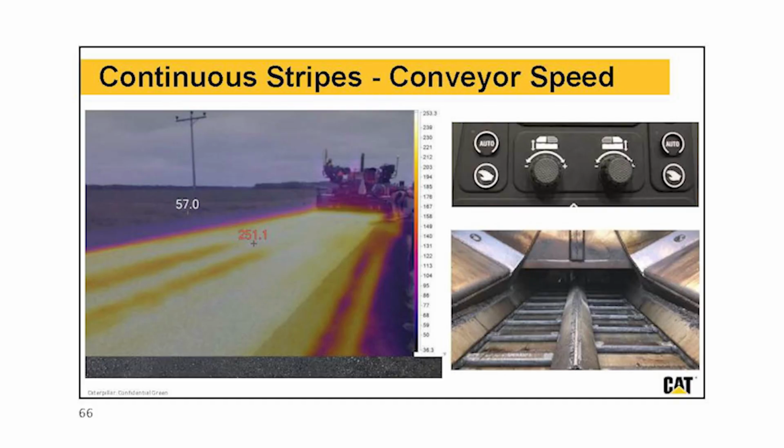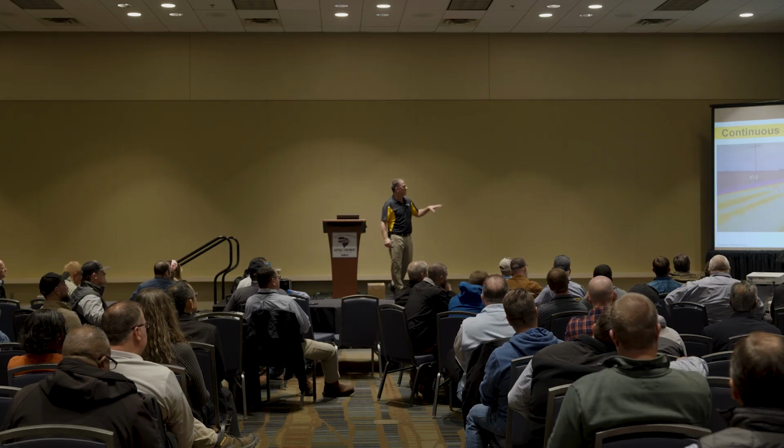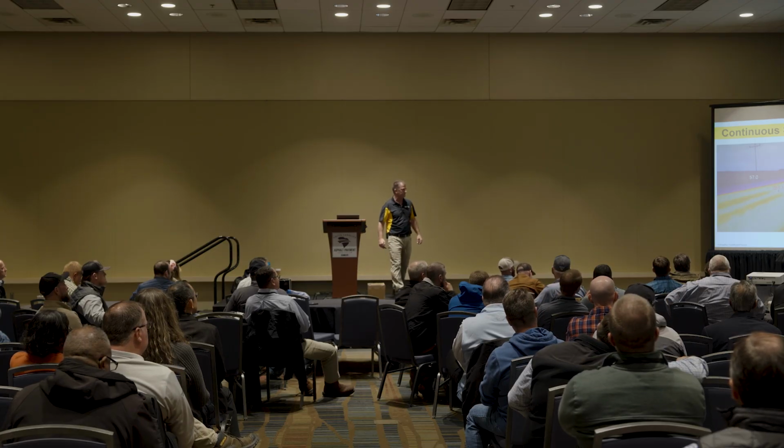There's a classic on the thermal camera showing longitudinal stripes, even though visually you can't really see them, but they're there.